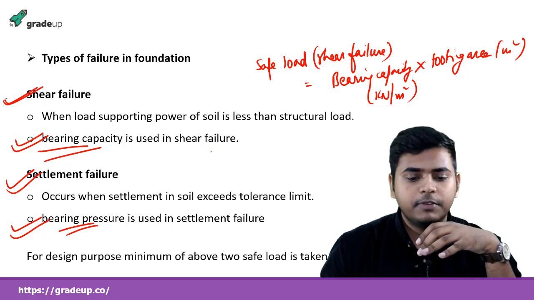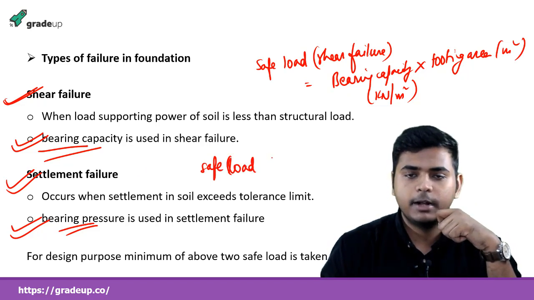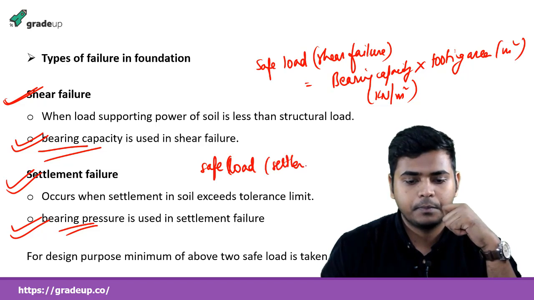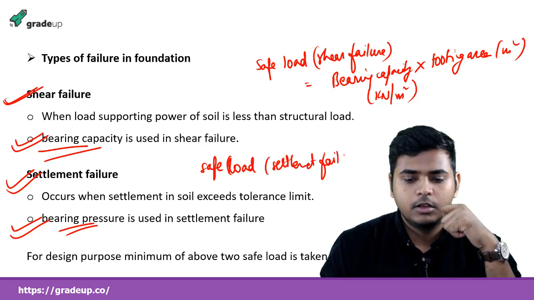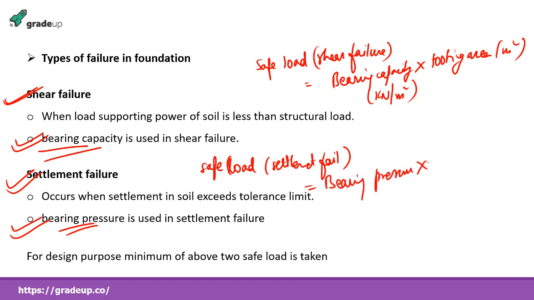Now in case of settlement failure, safe load in settlement failure, the value we use will be bearing pressure, okay, bearing pressure into footing area, and this value also you will get in kilonewton.